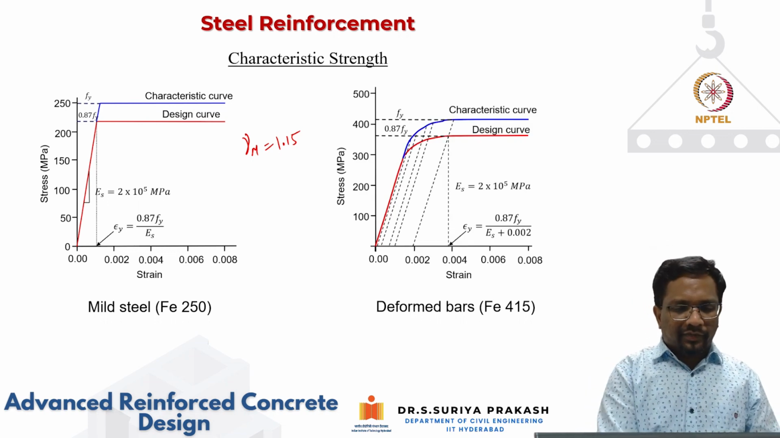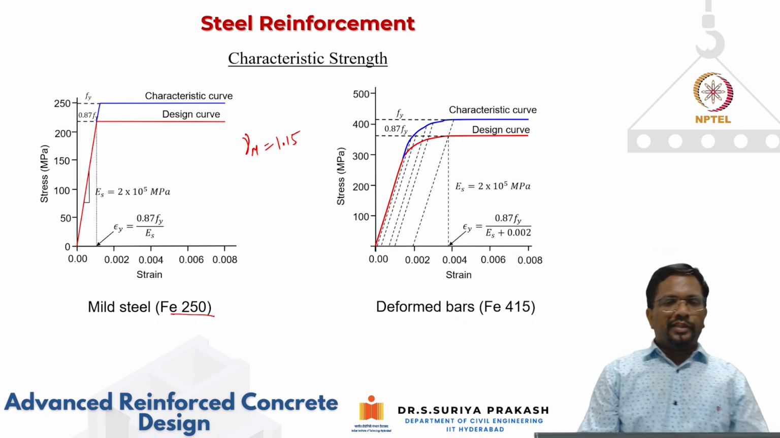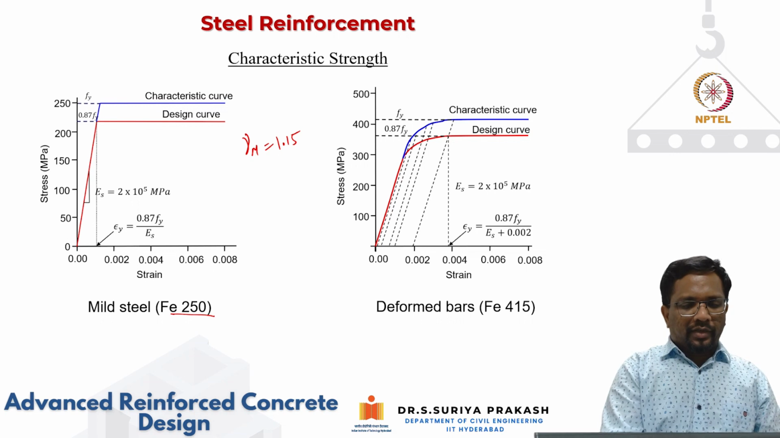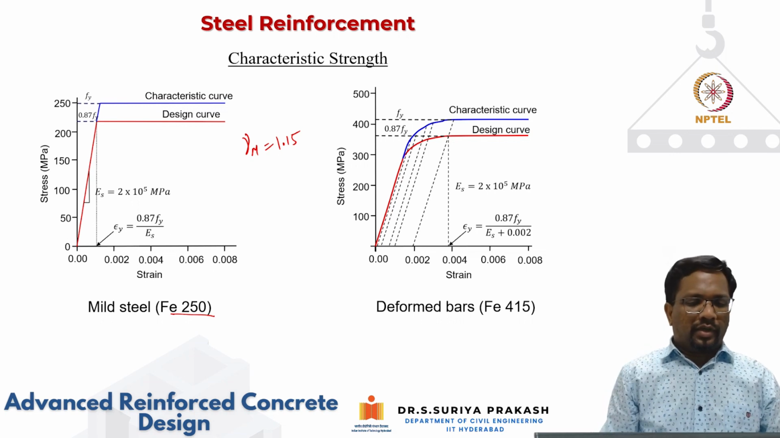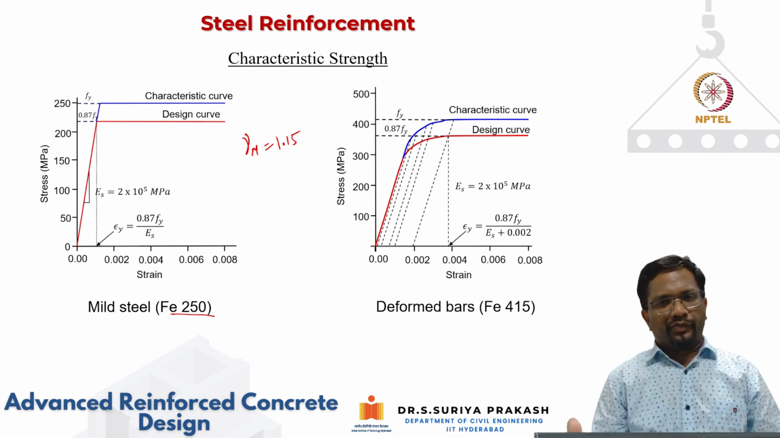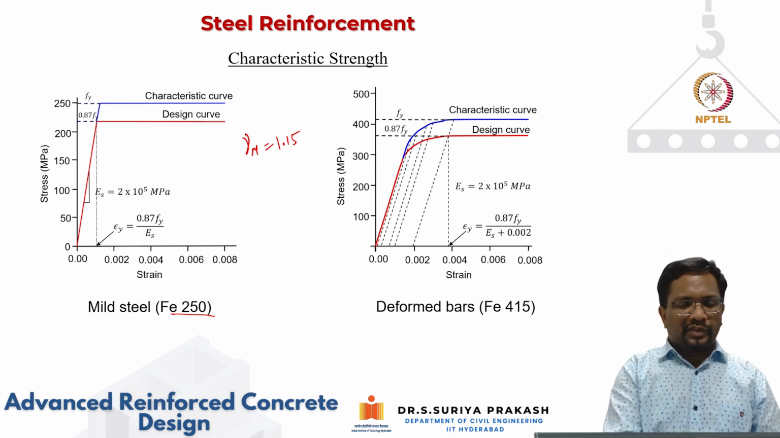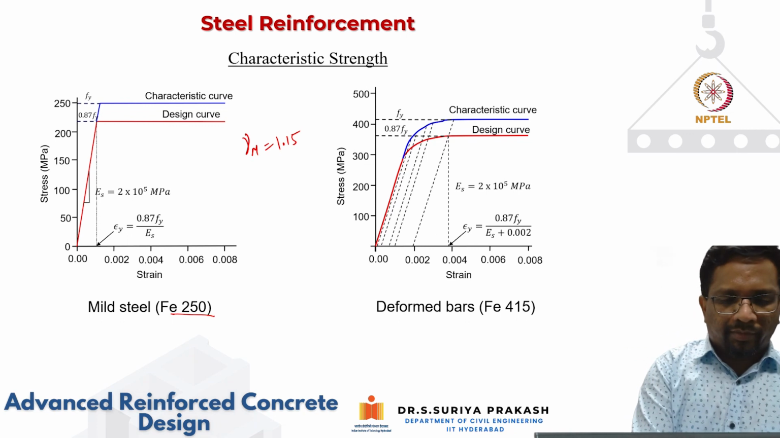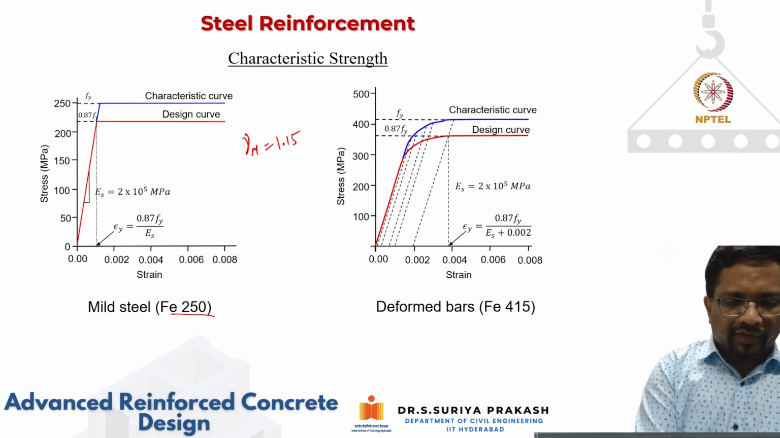So for mild steel, if you look at Fe250, which exhibits a well-defined yield plateau, it yields at about Fy by Es. Fy is 250. And the elastic modulus for steel is 200 gigapascals. So if you substitute that, you get the yield strain of about here. This is for the design curve.